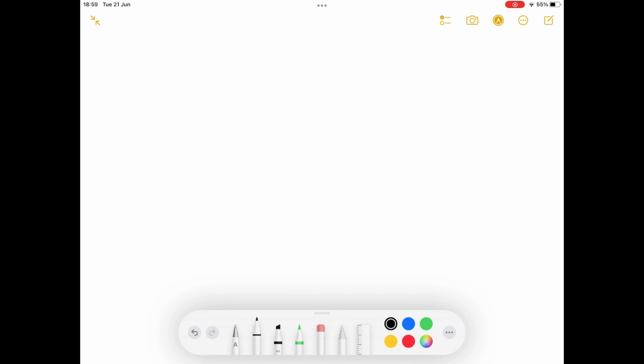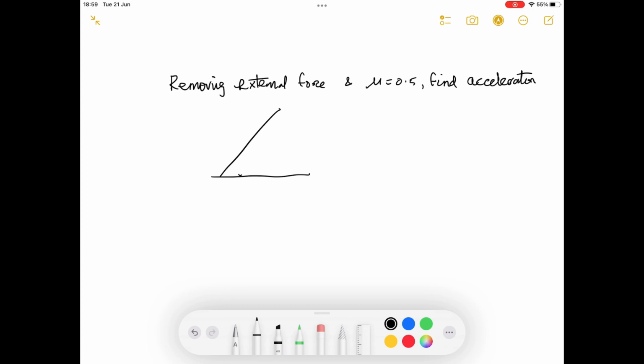Okay, so this is now, we're going to remove the force, and the frictional coefficient, the mu, is going to change to 0.5. Okay, so let's just draw part of this again. We don't need the whole thing. And we need to find acceleration. Yeah, that's what it was. Okay, so we've got alpha in there.